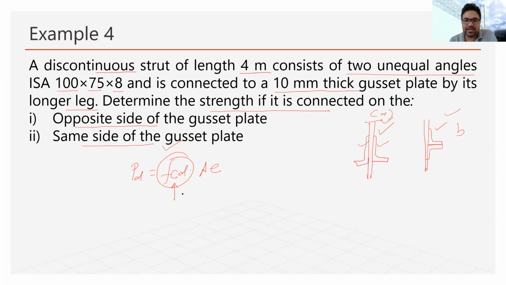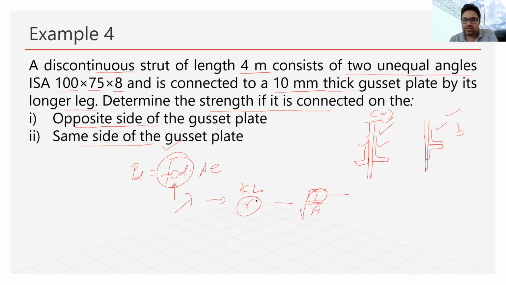So FCD value, again, as I said, depends on lambda value, and lambda depends on KL, which is effective length, and r, which is radius of gyration. And to calculate the r value, the formula for calculating r is square root of I by A. So in that case, we have to find out I of the combined section. So in that case, combined section would be both angles. So the whole system will be having some r value. So we have to find out that along X axis, along Y axis. So we have to see that accordingly.